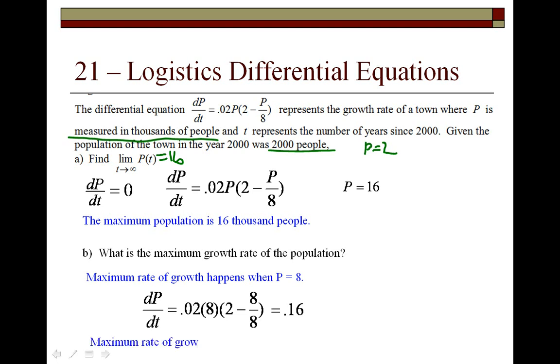But I want to make sure I answer with correct units. The maximum growth rate is 0.16 thousand people per year, or 160 people per year. So watch out for units. Make sure you understand where things are going. The big things you have to know on logistics equations is that when dP/dt is equal to 0, that's how you can find your carrying capacity. The maximum growth happens at 1/2 that, and if you want to find the actual growth rate, you got to plug in.